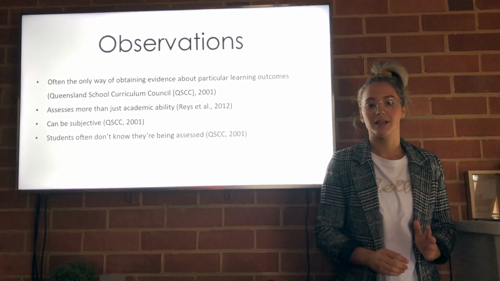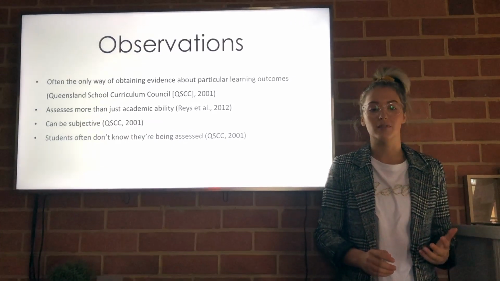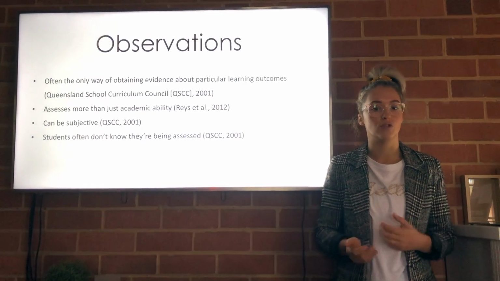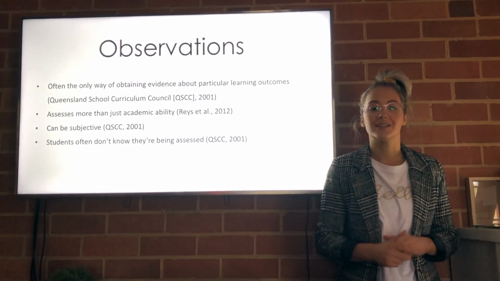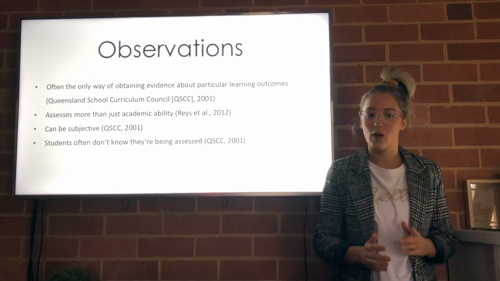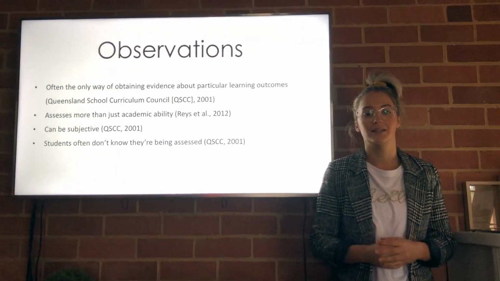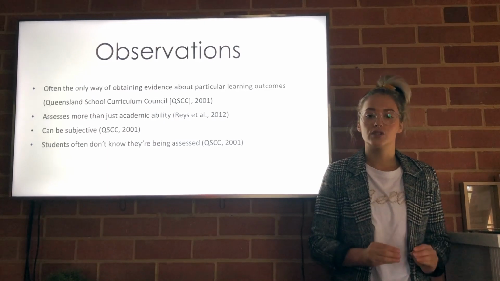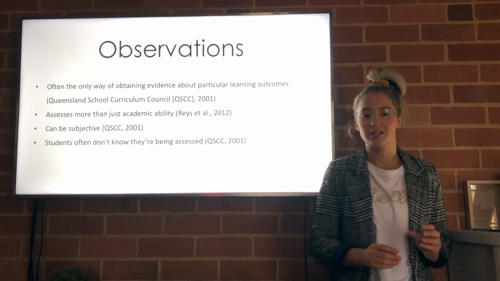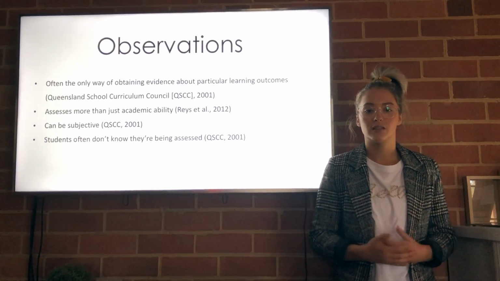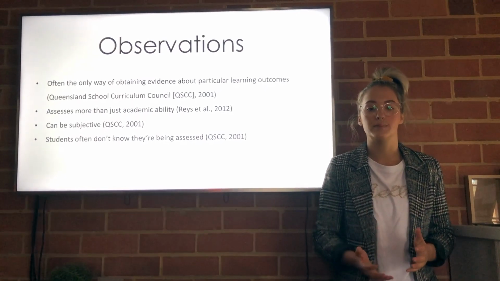In some cases, they provide the only way of obtaining evidence about particular learning outcomes, such as real-life projects and group work. Observations can assess strengths and weaknesses, as well as social and emotional development, which is just as important as academic development. Unfortunately, observations can often be subjective as teachers subconsciously have fixed expectations. Using a checklist as a recording strategy can help overcome this barrier.